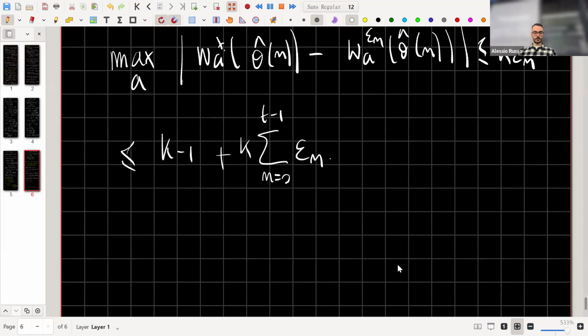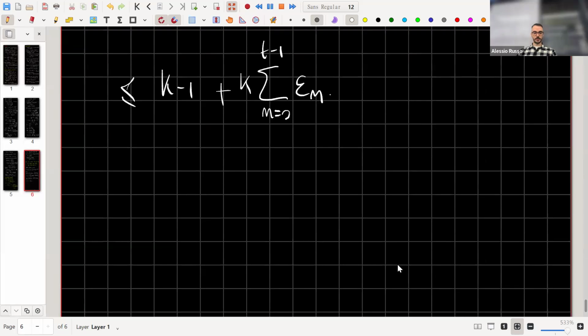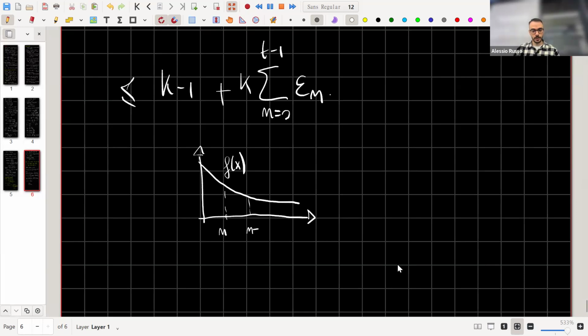So now we have the problem of bounding this sum, and we are going to use an integral bound. I always forget this one, so I am going to rederive it. We have a monotonic decreasing function. Let's say this is our function, f of x. This is point n, this is point n plus 1.